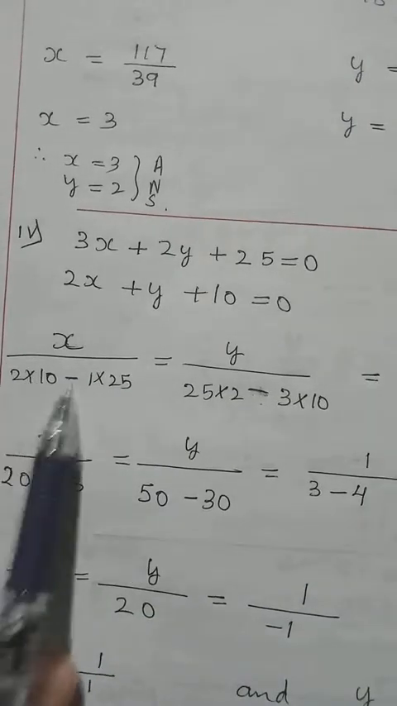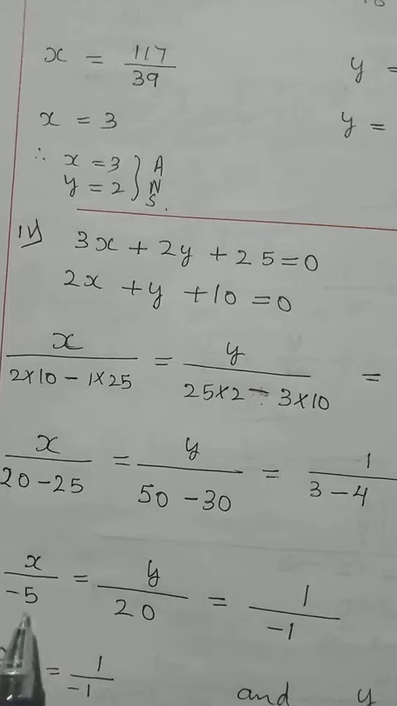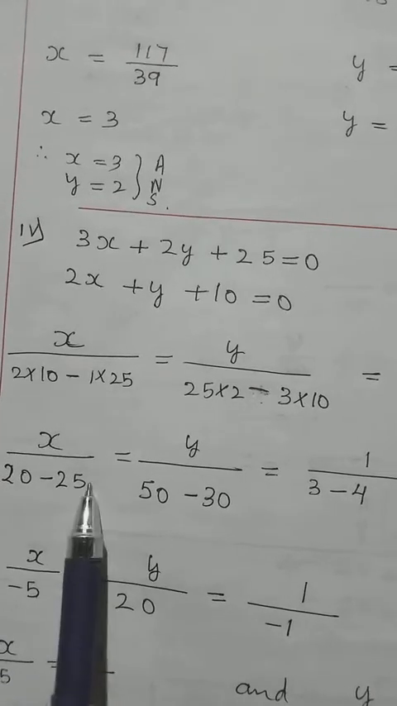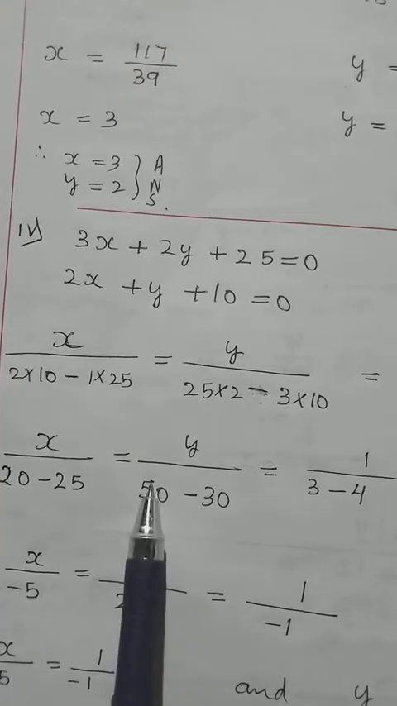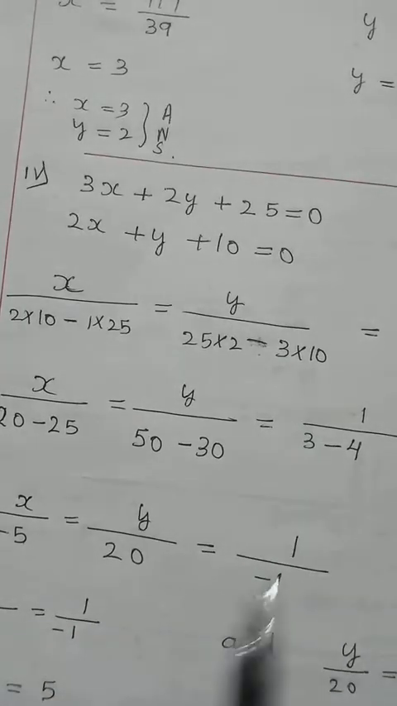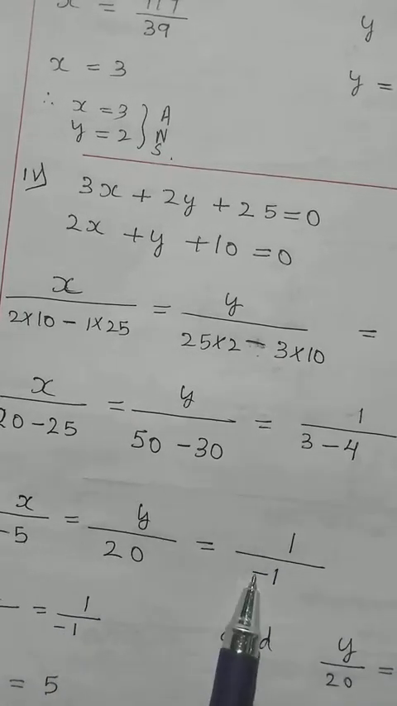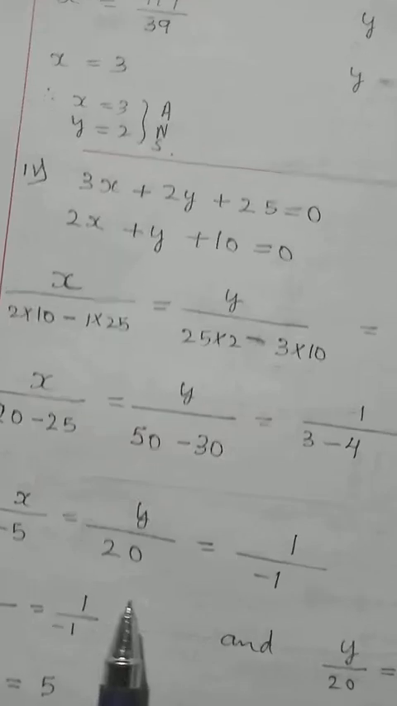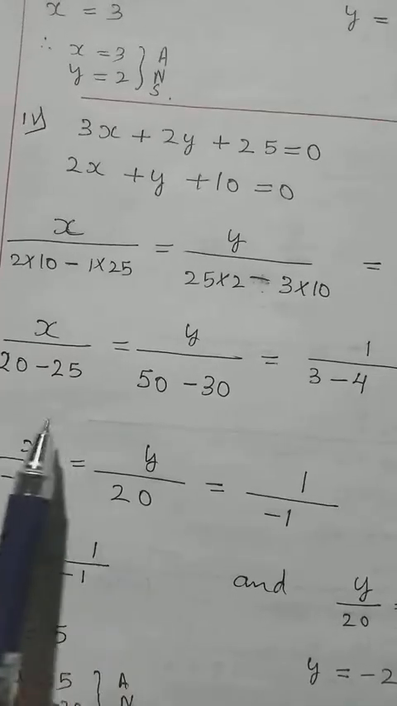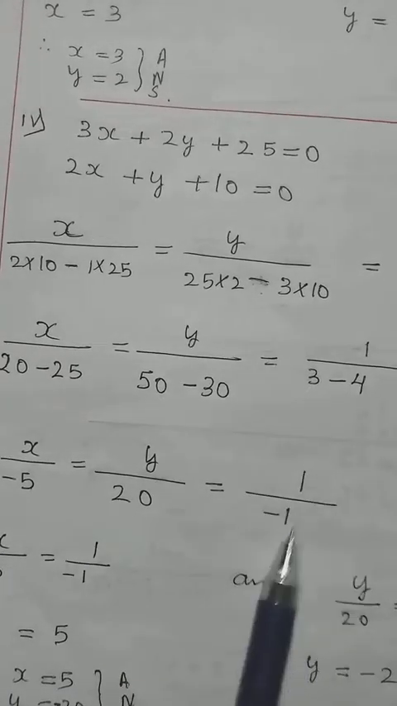So after we multiply, we get 20 minus 25. It will be 5, 25 is greater, we put minus. 50 minus 30, 20. 3 minus 4, we get minus 1. Then now we separate. One we know, one we don't know, okay? X with constant term, y with constant term.